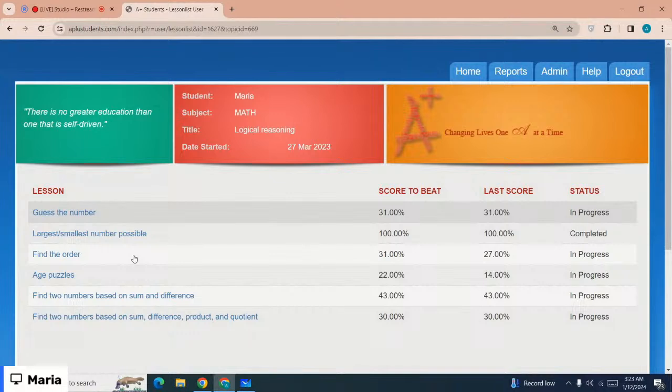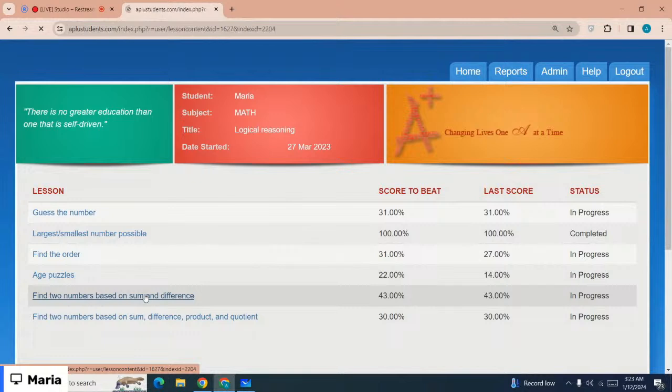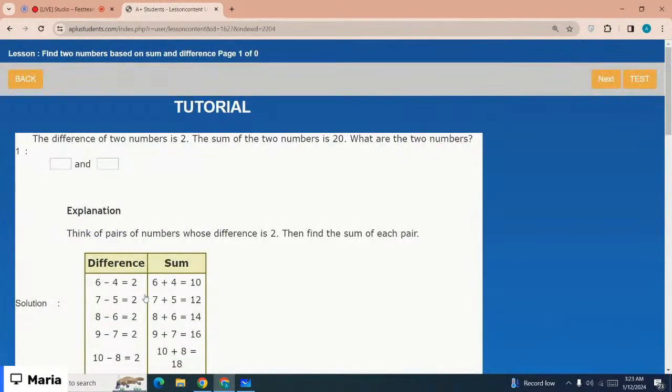Okay, so we're working on the lesson age puzzles. I have restarted everything. You can complete the lesson by yourself. If you still have any problem with the lesson, you can ask me later today, right? Now we're going to start with the next lesson, that is find two numbers based on sums and differences. So let's just start with the next lesson, right?